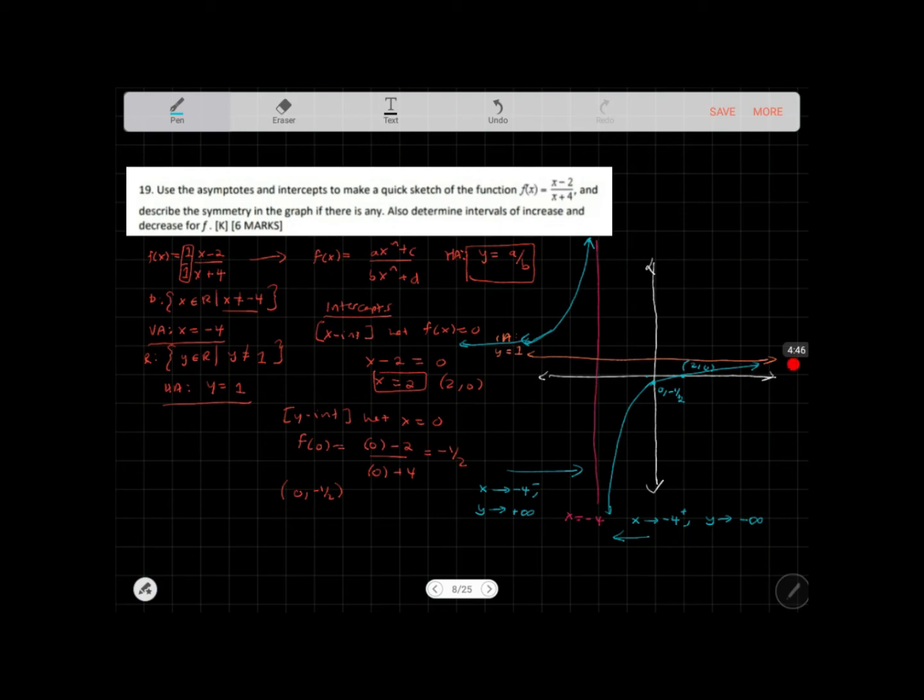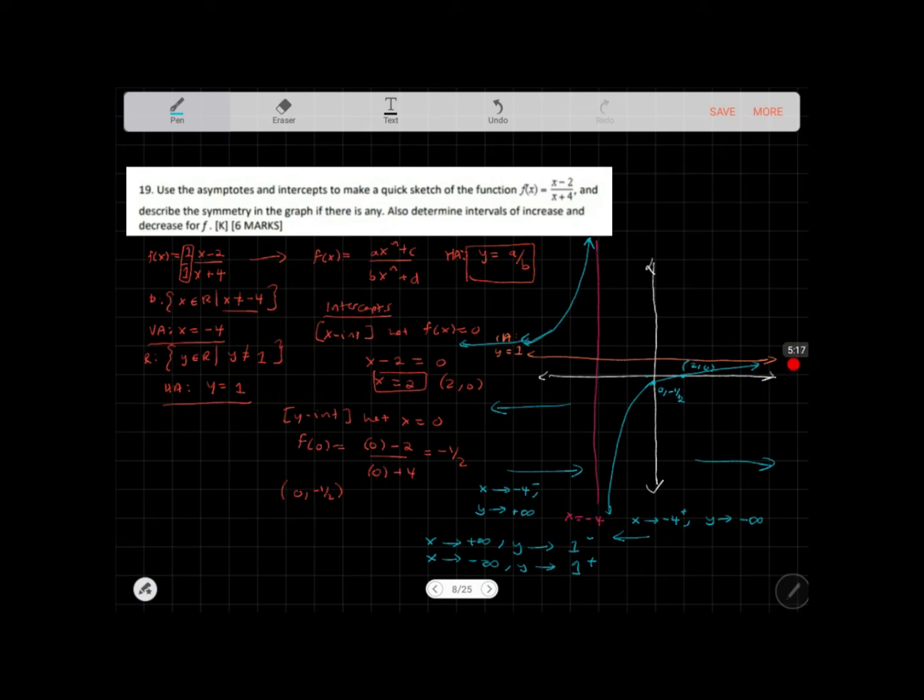Furthermore, as x approaches positive infinity, as we're going this way, we can see that y approaches the horizontal asymptote 1, and it's approaching from below. And as x approaches negative infinity, as we go this way, y is approaching the horizontal asymptote from above. You can see that with the trace. So this is our sketch.